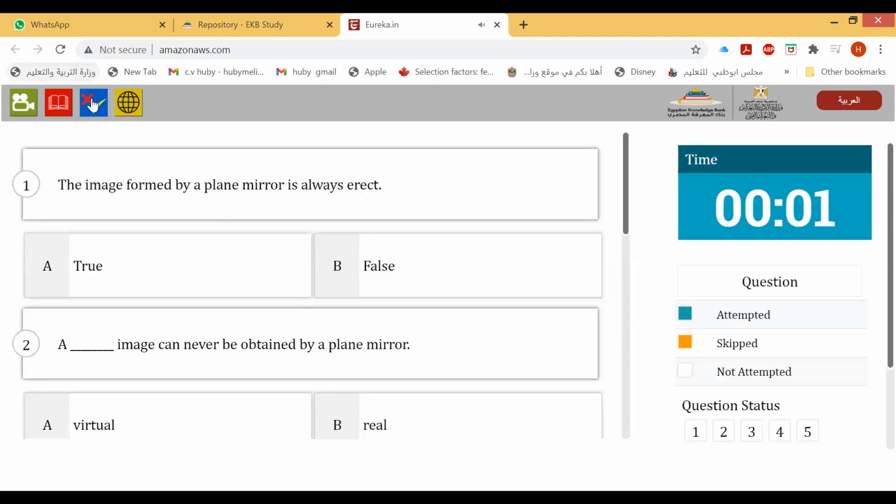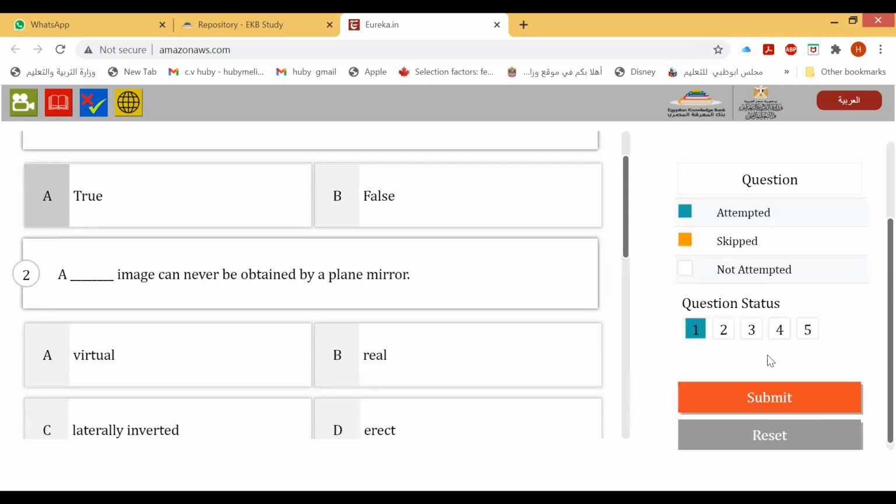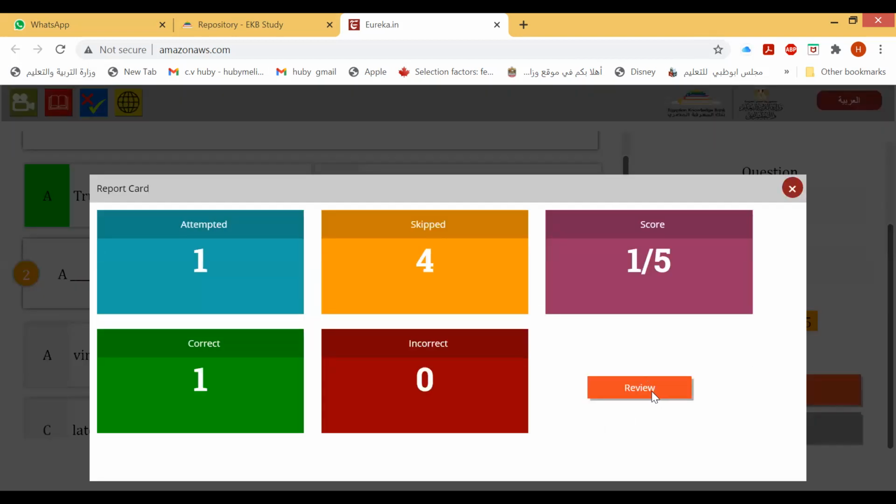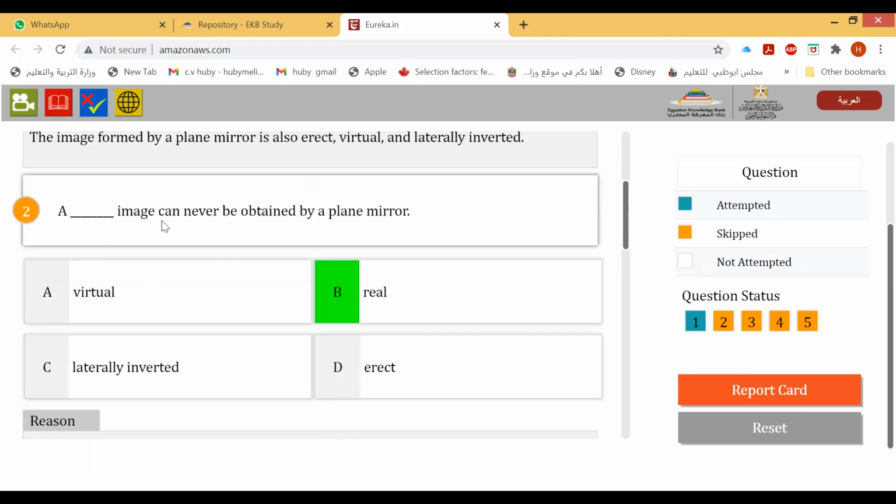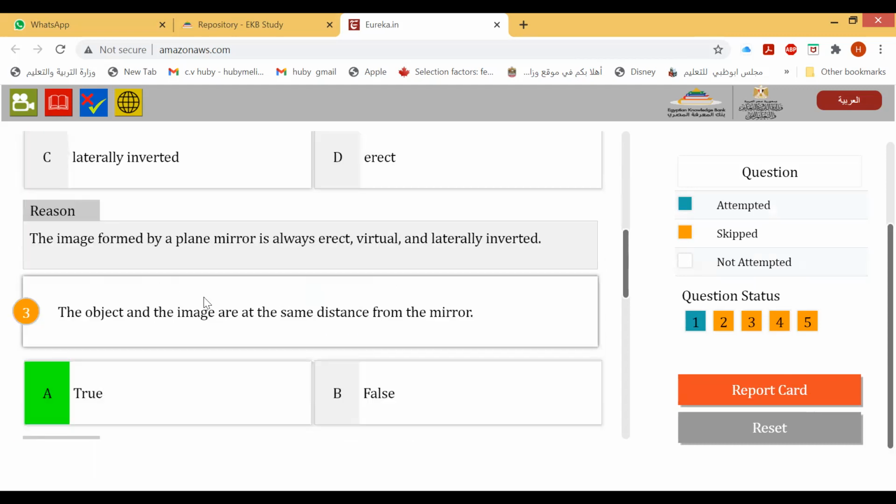Okay, let's answer some questions. The image formed by a plane mirror is always erect, true or false? The image formed by a plane mirror is always erect, true. Okay, next. What image can never be obtained by a plane mirror? Virtual or real? Real, of course.